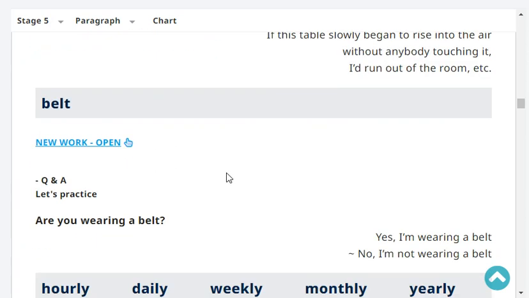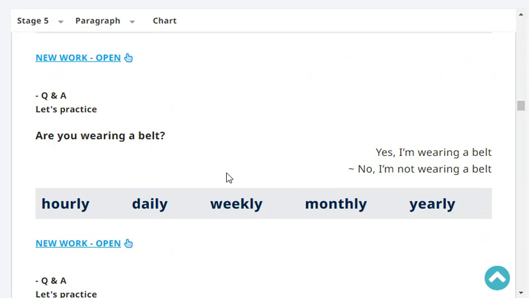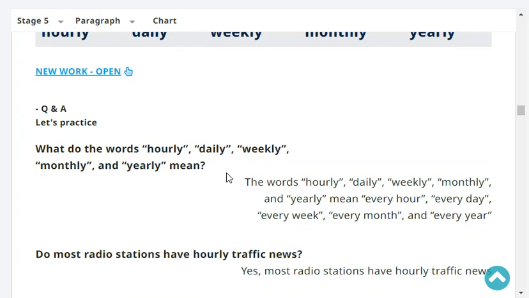Are you wearing a belt? Yes or no? No, I'm not wearing a belt. Very good. Okay. What do the words hourly, daily, weekly, monthly, and yearly mean? The words hourly.